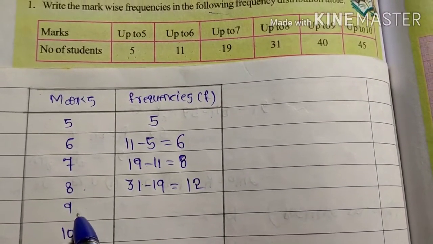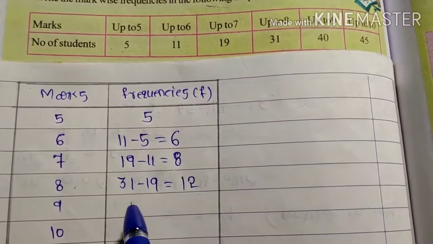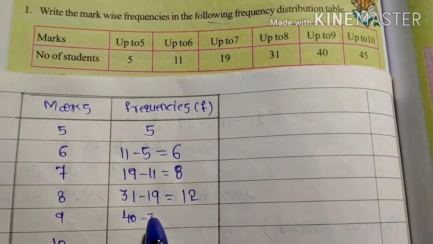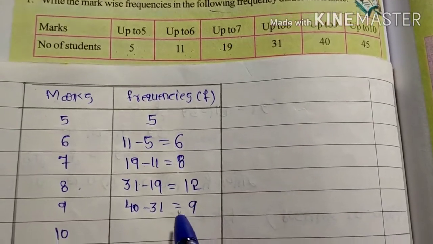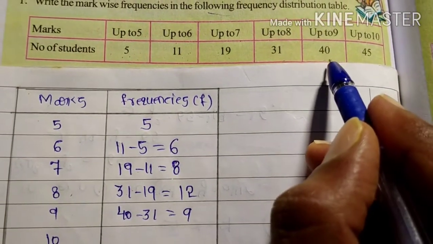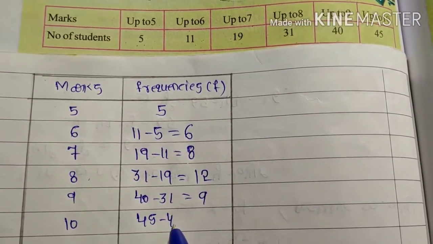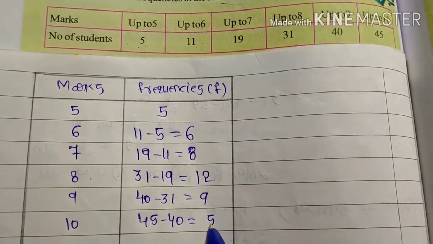In a similar way, you can find 9 marks. Here 9 marks means 40 minus 31. 40 minus 31 is equal to 9 only. In a similar way, you can find 10 marks. Here 10 means 45 minus 40. 45 minus 40 is equal to 5.